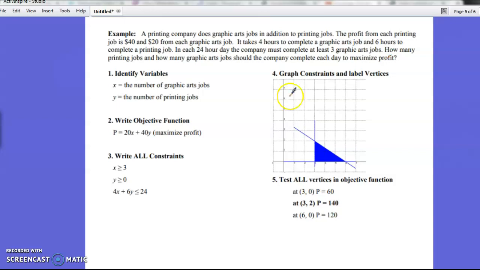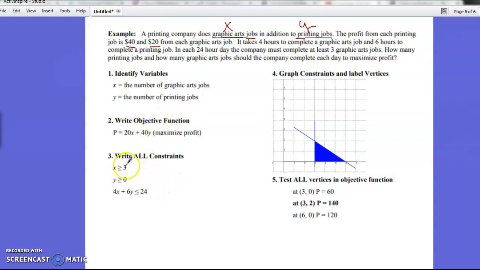So we're going to identify the variables first. We're going to let X equal the number of graphic art jobs and Y equal the number of printing jobs. So these are the 2 jobs that are in our situation. Now we're going to write our objective function. We know that we get $40 for each printing job and $20 from each graphic arts job. So P equals 20X plus 40Y to maximize profit.